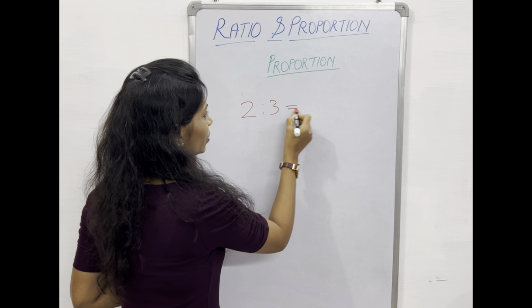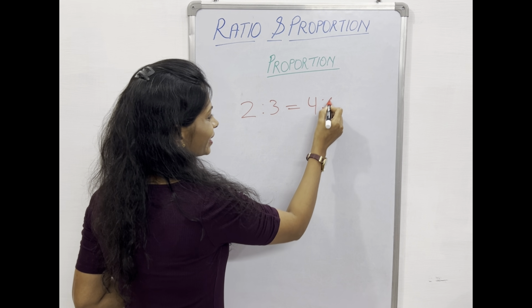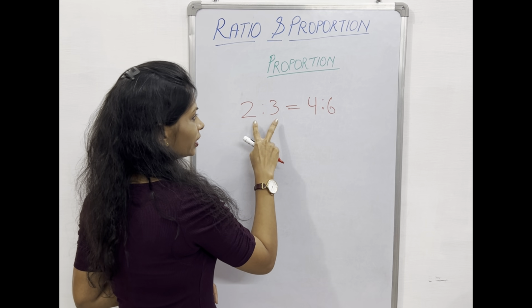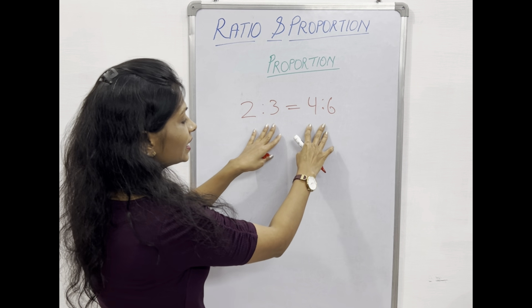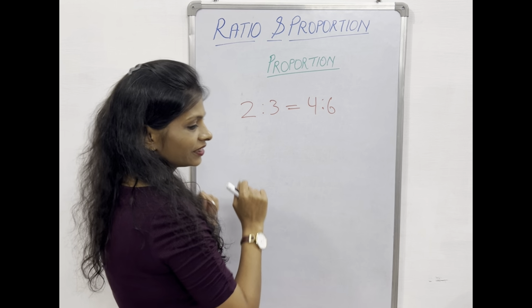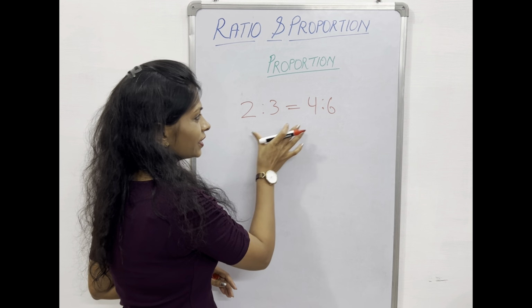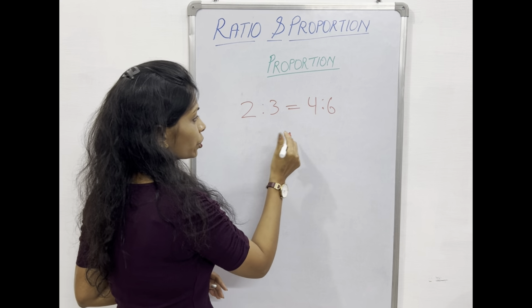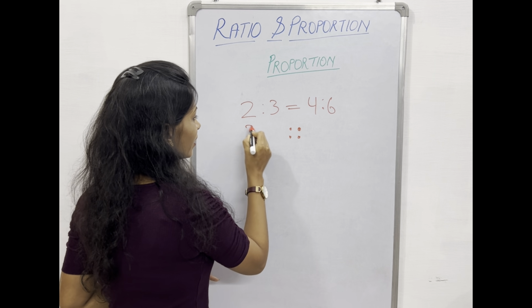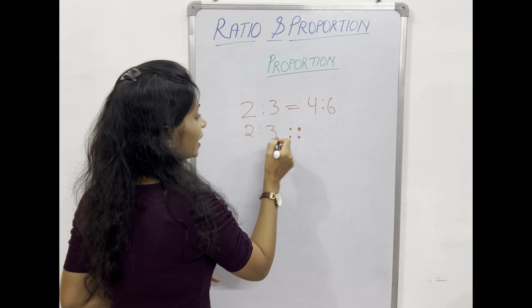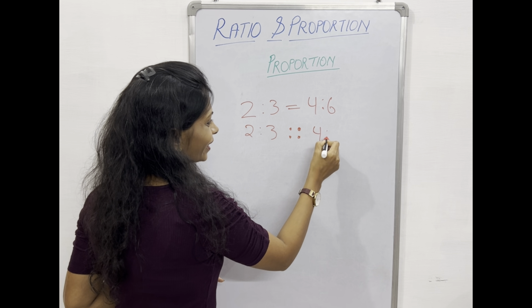2:3 is equal to 4:6. Here 2 to 3 and 4 to 6 are equivalent ratios. Hence these ratios are in proportion. Since these ratios are equal, this is also known as proportion, and a proportion is represented by a double colon. So I can write 2:3 is proportionate to 4:6.